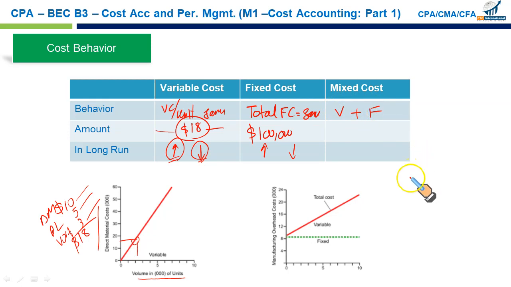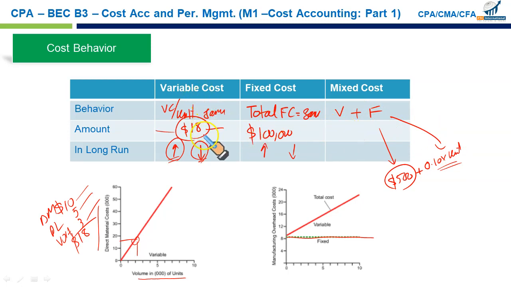Mixed cost, on the other hand, is a combination of a variable component and a fixed component. Like for example, the electricity charges, in which case you have to pay $500 as the fixed charge, and then for every unit you consume, you have to pay 10 cents per unit consumed. Now this part is fixed, right? And this part is variable, as represented here. The fixed cost stays the same within the relevant range, and variable cost keeps on going up as you consume more electricity units. So the amount of variable and fixed combined will depend upon the level of activity.